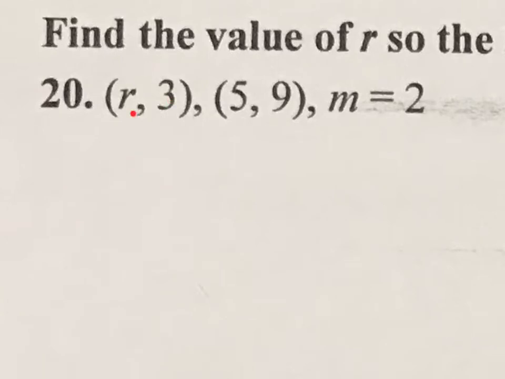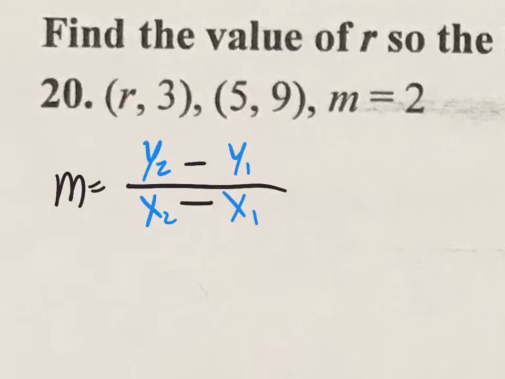So our line passes through this point and this point, and we know that the slope is rise 2 over run 1, but we need to find out this missing value. So what we're going to do is use the slope formula, m equals y2 minus y1 over x2 minus x1. And again, we're going to label the coordinates x1, y1, x2, y2.